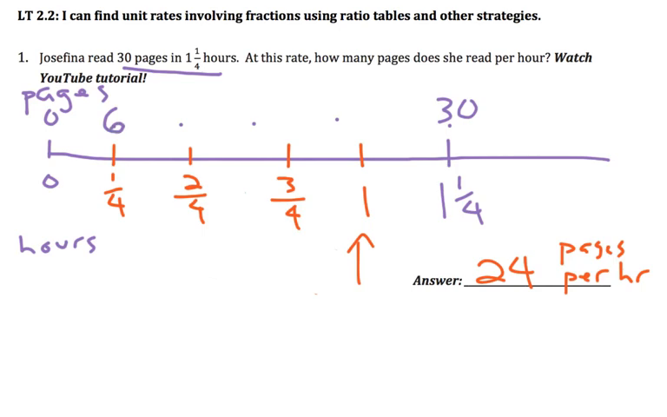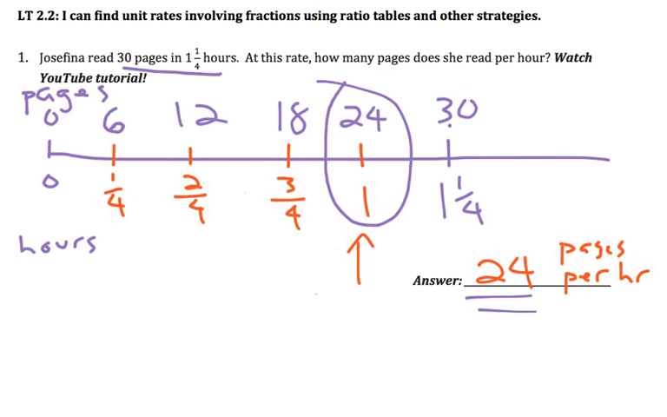So she reads 6 pages in 1/4 of an hour, 12 pages in 2/4 of an hour. Sorry, it looks like a decimal, but it shouldn't be. 18 pages in 3/4 of an hour, 24 pages in exactly an hour, and then we scale back up to what it gave us, 30 pages in 1 1/4. So here's the unit rate that we're looking for, and again, that's why our answer is 24 pages per hour.